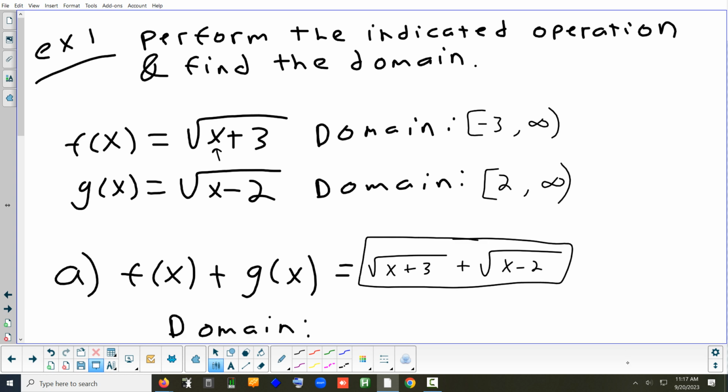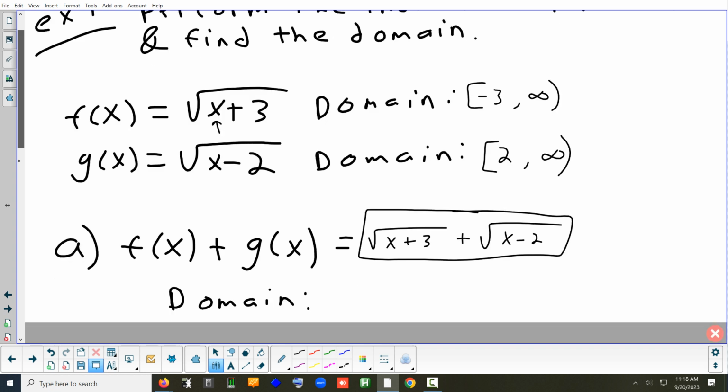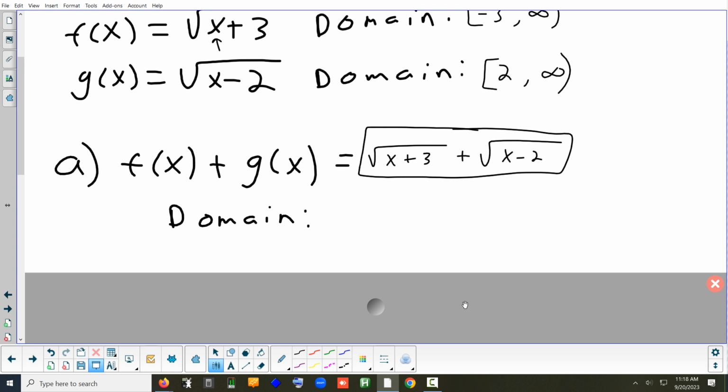And now the domain is the overlap. It's the numbers that are in this domain and this domain. If you can't see it, think of it on a number line. The top one is every number from -3. So this is -3. It's every number from -3 going that way forever. The bottom one is every number from 2 going that way forever. So the domain here is the overlap between the two of them.